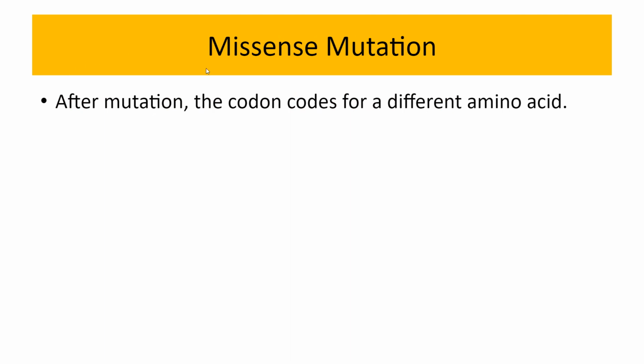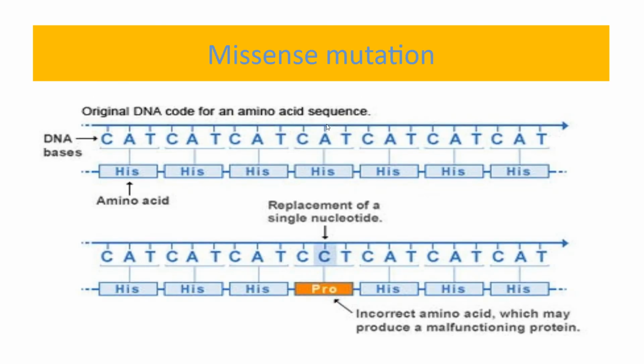So if we look at a missense mutation, after mutation, the codon codes for a different amino acid. Okay, so that's similar to the one we've just looked at with this example here. One base has changed with the mutation, and therefore a different amino acid has been coded for. That would be a missense mutation.